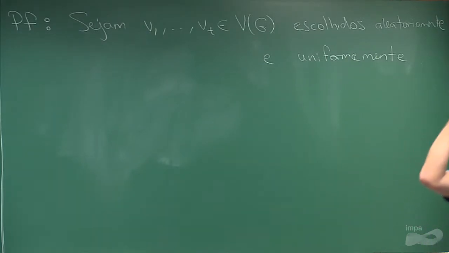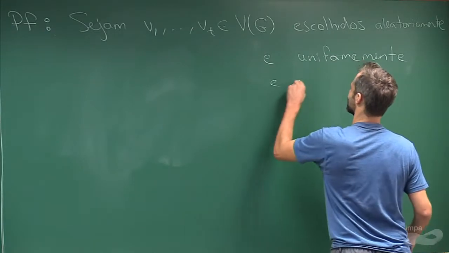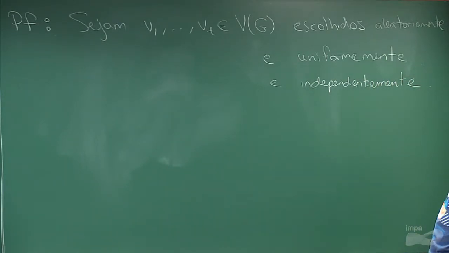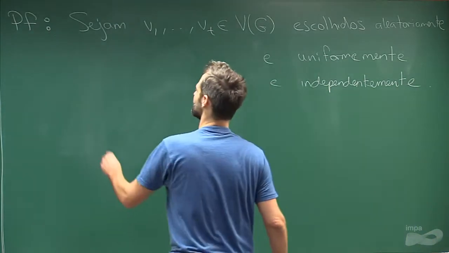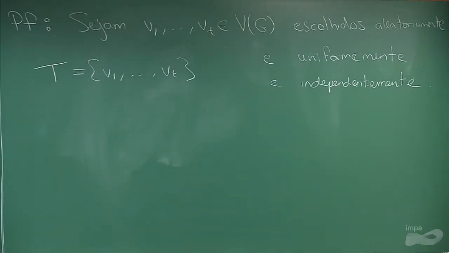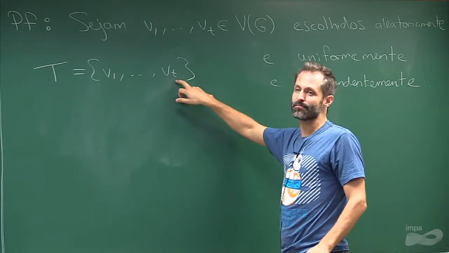Right. So you choose the vertices one by one, uniformly at random, and independently. Let V1 up to Vt be picked, each one uniformly from all the vertices. Then put it back in the bag, and then pick again. So the V's can be the same. So we pick with repetition. Then we just set T to be the set {V1, ..., Vt}. It doesn't really matter that we're picking them with repetition. It just makes the calculation slightly cleaner. So this is a set of size at most t. It might be smaller.